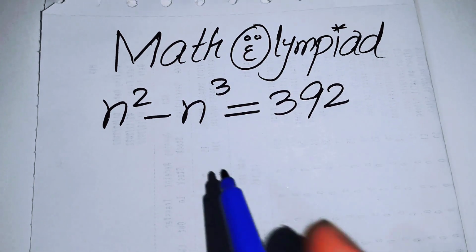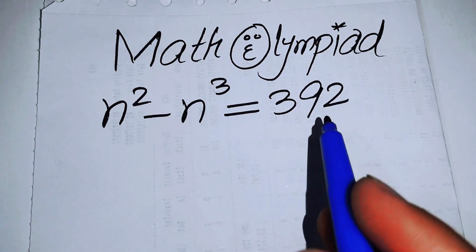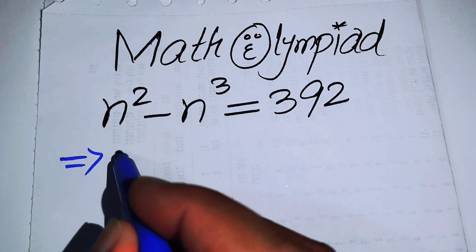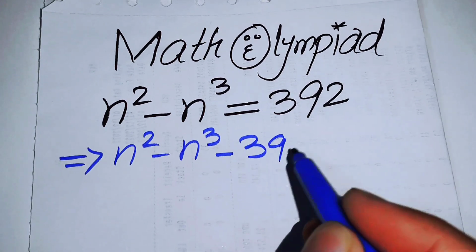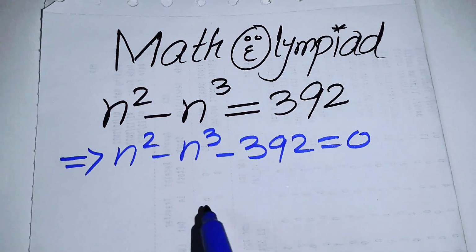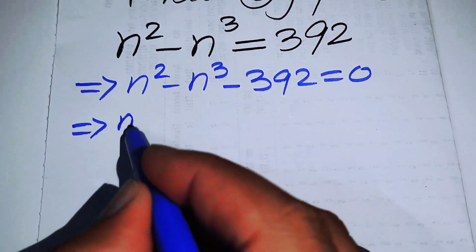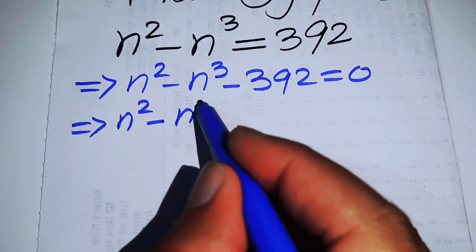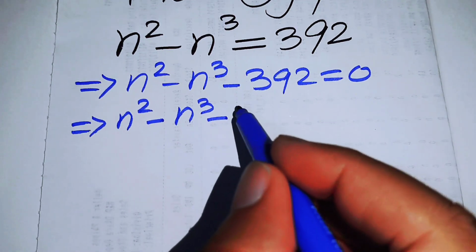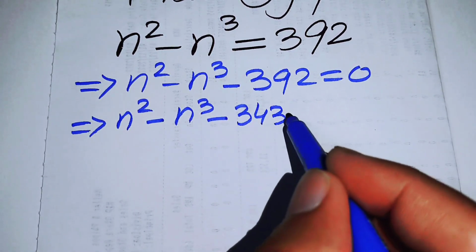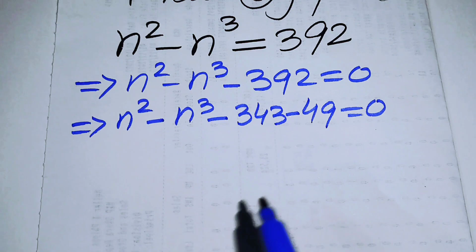So the very first thing we are going to do is move this 392 to the left hand side, so that it becomes n squared minus n cubed minus 392 is equal to 0. And after this step I can rewrite this equation as n squared minus n cubed minus, here we have 392, and we will write it as 343 minus 49, and this whole is equal to 0.